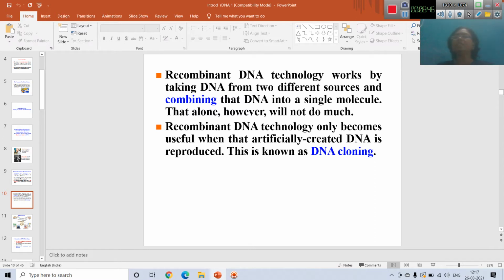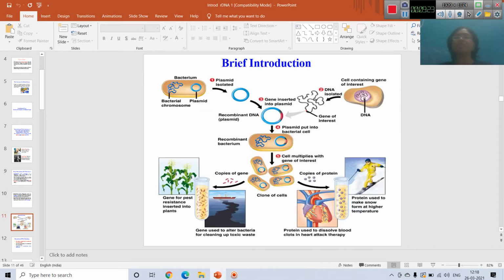Recombinant DNA technology only becomes useful when this artificially created DNA is reproduced. So why is it important? If you take DNA from two different sources and put it into an individual organism, but the inserted DNA, the chimeric or recombinant DNA, is not replicating, it is of no use. It becomes useful and fruitful only when this chimeric DNA undergoes replication, or gets reproduced, and this is what is called DNA cloning or gene cloning.